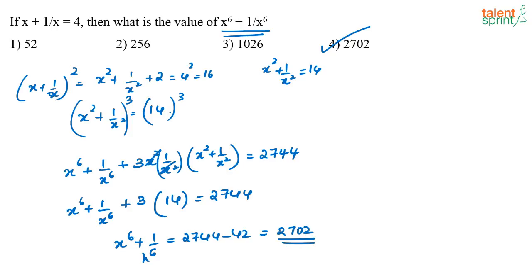Divya, is it clear? Divya, you have given me the answer as 256. I hope it is clear. So what did we do? We first squared this term, x plus 1 by x, and we get x squared. What is the value of x squared plus 1 by x squared? Then we cube this, and then we get what is x to the power of 6 plus 1 by x to the power of 6. So the correct answer here is 2702.